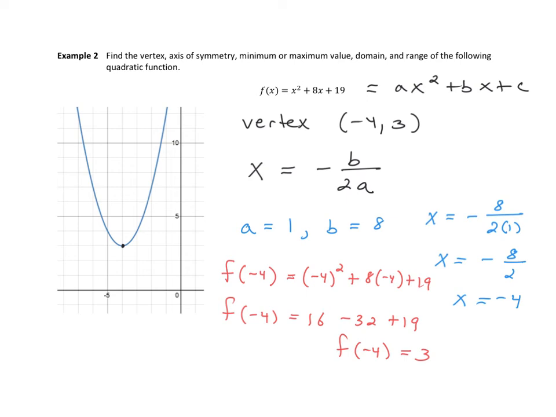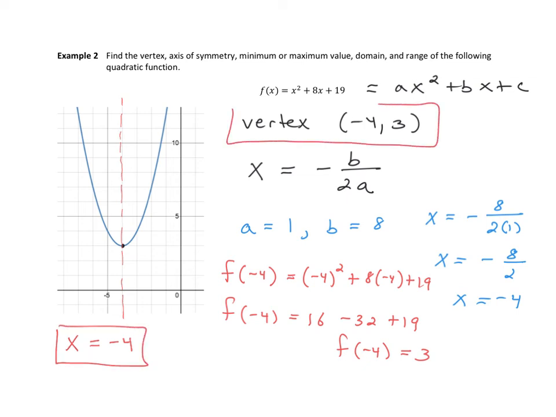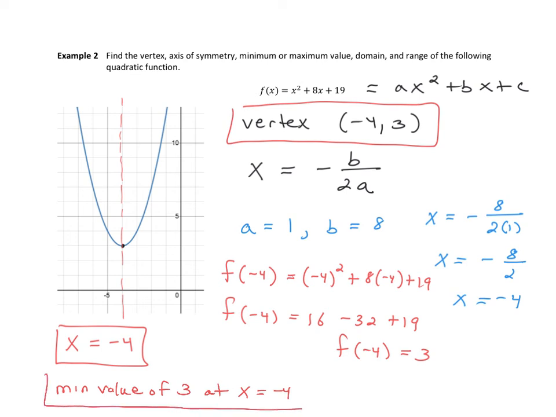So once you know the vertex, answering the rest of these questions is relatively simple. By that I mean the axis of symmetry. I'll draw it on here. It's the vertical line that goes through the vertex, and that is at x equals negative 4. So this is the axis of symmetry. This was our vertex. Oh, this time there's a minimum value. There is a minimum value of 3 at x equals negative 4. So that's determined pretty much by the vertex itself.